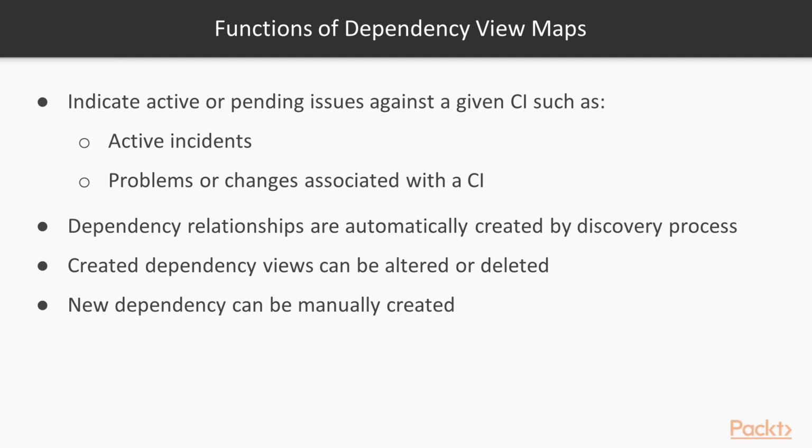In the dependency view maps, there are map indicators. The map indicators indicate any active or any pending issues against a given CI, such as any active incidents, problems, or changes associated with a CI. Many of the dependency relationships are automatically created by the discovery process. The created dependency views can be altered or deleted, or a new dependency can be manually created.